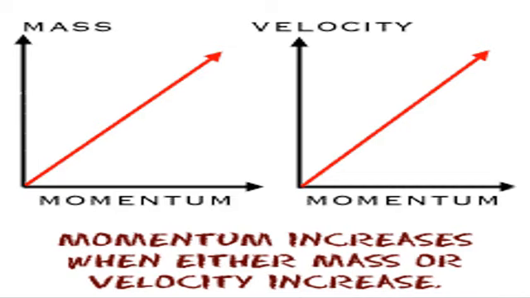Here you can see that the momentum will increase when either the mass or the velocity is increasing. It does not mean that both should increase. If either of these increases, the momentum will increase. Sometimes the mass will be less and velocity will be more. Sometimes the mass will be more and the velocity will be less. If either of them increases, then momentum will increase. We'll see with a small example now.